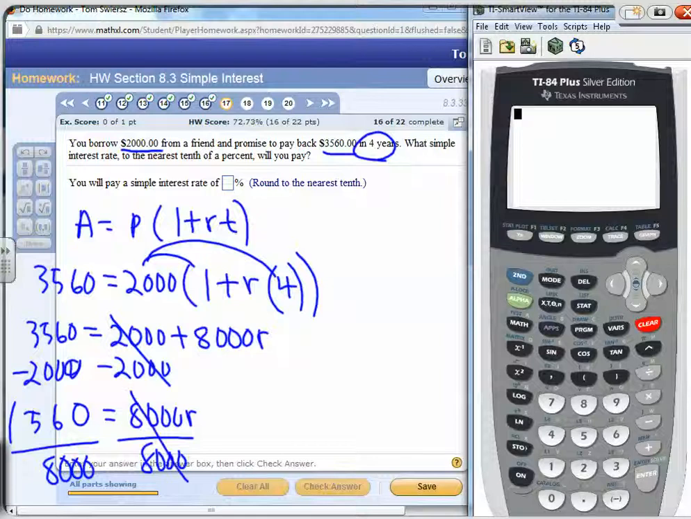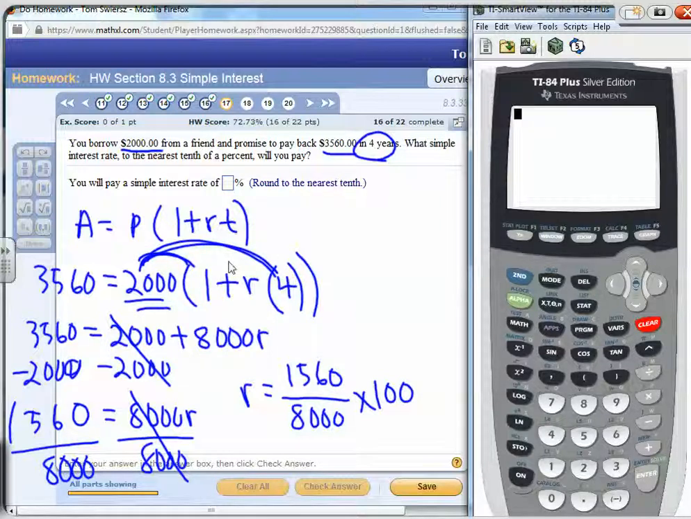Okay, so the 8,000 over 8,000 is 1. So R equals the numerator, 1,560 on the left side, over 8,000, and then multiply by 100, or move it over 2 places to the right to get your interest rate. Again, we had to distribute the 2,000 among the 1 plus 4R, and then we subtracted the 2,000 and divided by 8,000 to solve for R.